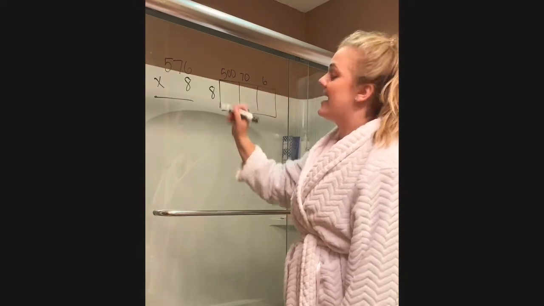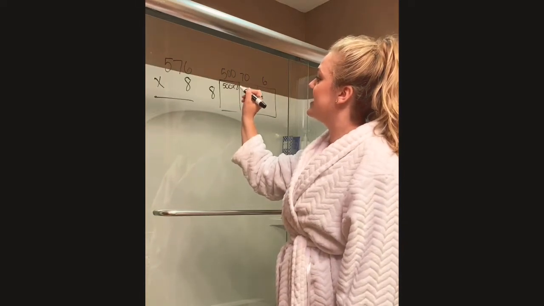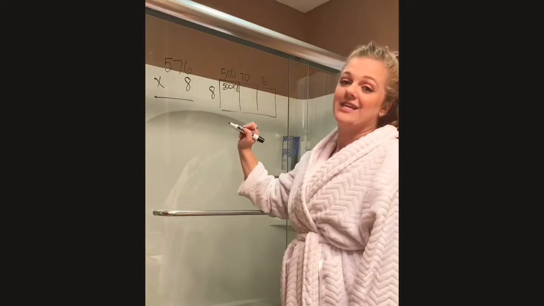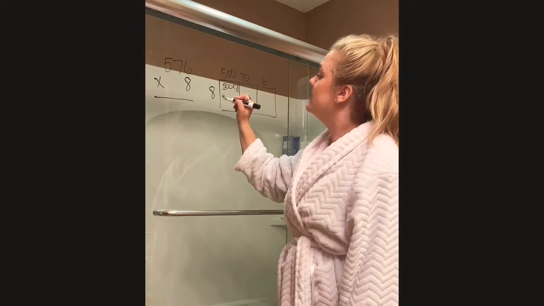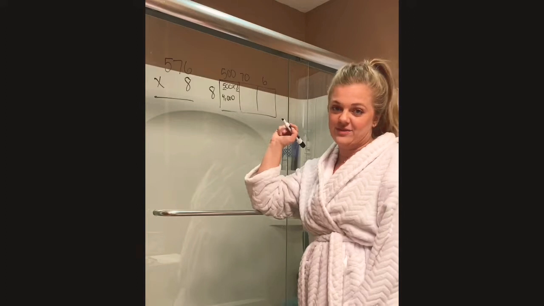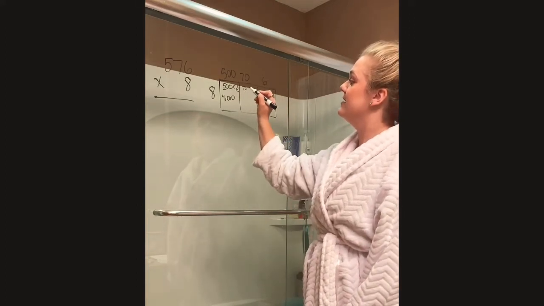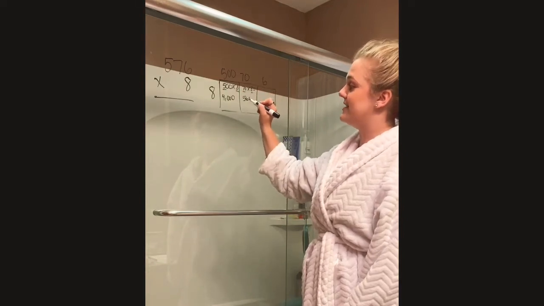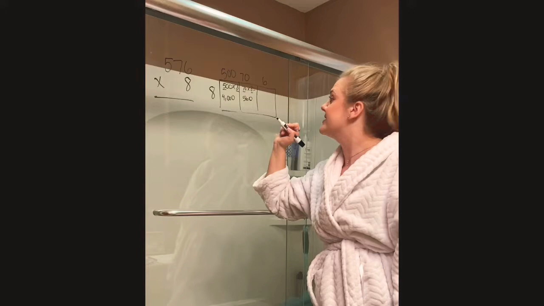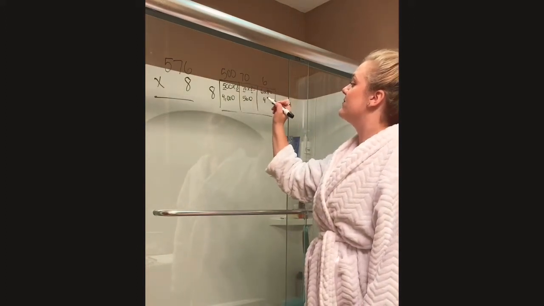So we have 576 times 8. So in this square, we're looking for 500 times 8. 5 times 8 is 40, but it was 100, so we need to multiply 40 times 100. So we end up with 4,000. In our middle section here, we have 70 times 8. 7 times 8 is 56, and we had a 10, so we've got 560. And finally, in our ones column, 6 times 8 equals 48.